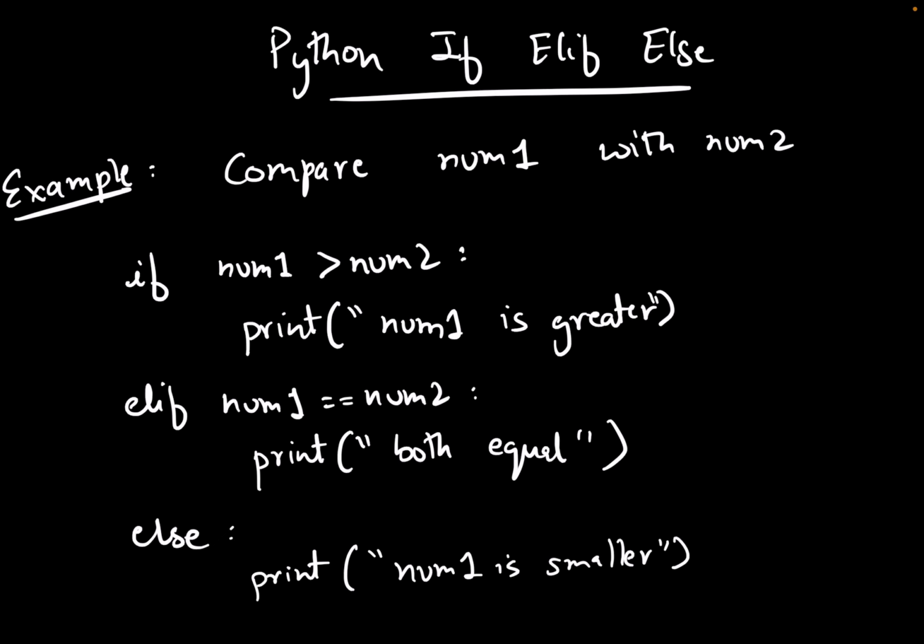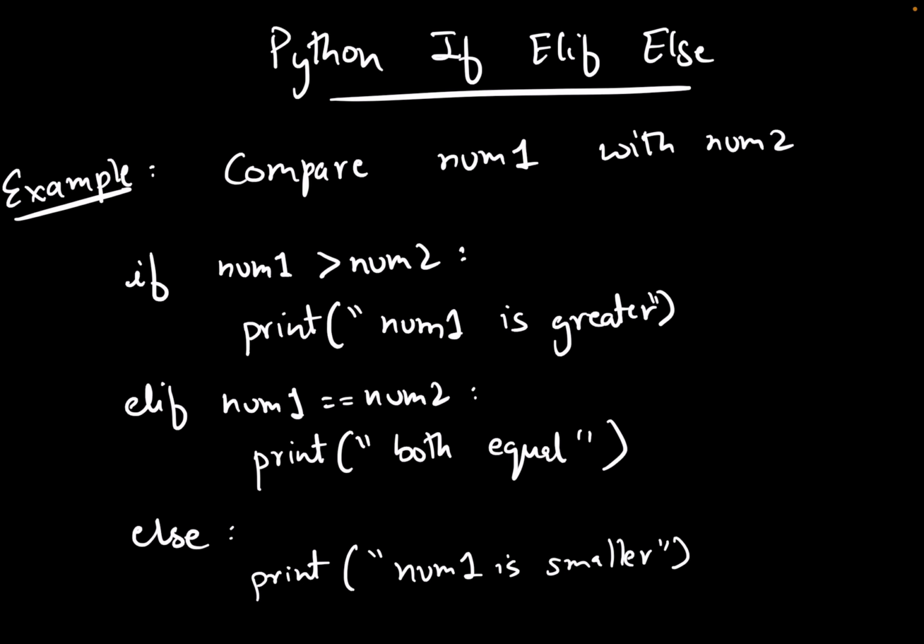So here is the code. If num1 is greater than num2, that means if the first number is greater than the second number, then we should directly print num1 is greater, and then the code will end, right? But if num1 is not greater than num2, then the computer will first check the else if condition, the elif condition. So elif num1 is equal to num2, this boolean will now be evaluated.